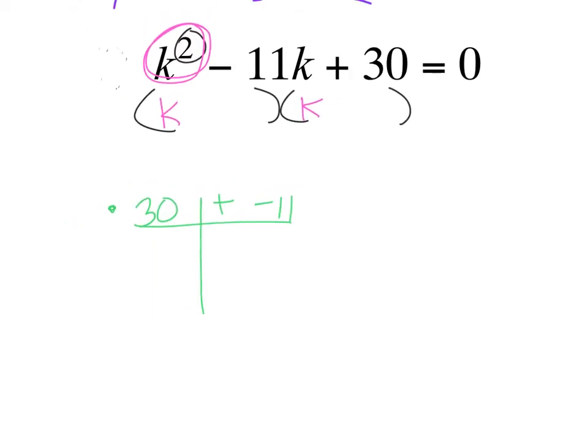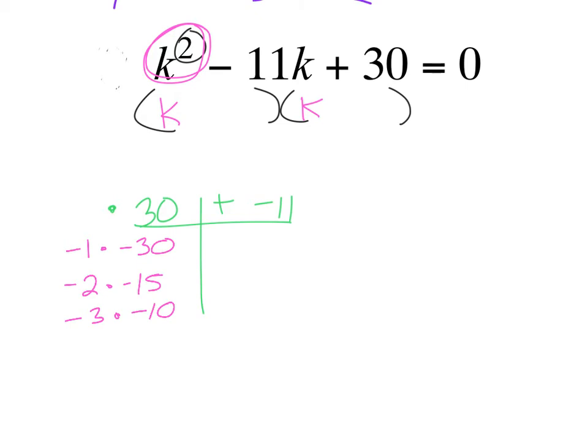So let's think about those factors of 30. And because they have to add up to a negative 11, I know that more than likely I'm looking for two negative numbers, because a negative times a negative will still give me the positive 30 that I need over here. So I could have a negative 1 times a negative 30, which obviously doesn't add up to negative 11. Then I need negative 2 times negative 15, still doesn't add up. Negative 3 times negative 10 doesn't add up to negative 11.